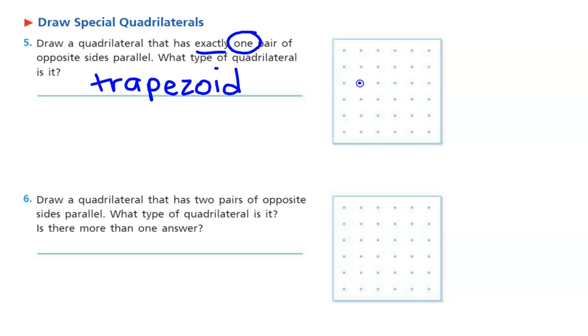Why don't we go this way? So I'll make this parallel to that. You can see that they're not the same distance apart, which is great. And then I just need to connect this side to there and this side to there. So I've just created a trapezoid. Yours is okay if it looks different. Just make sure that this line, which is parallel to this line, is not the same length. Let's look at number 6.